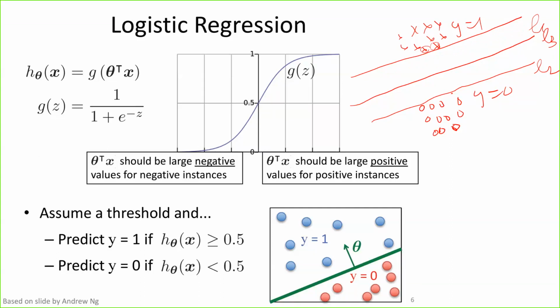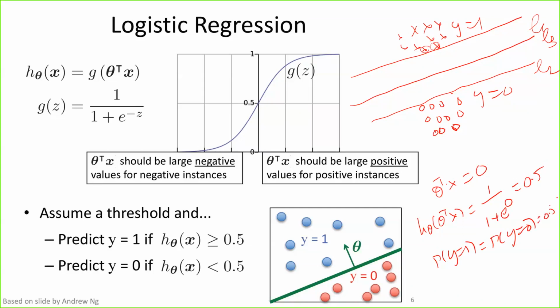Do you remember this? When theta transpose x equals 0, what was the hypothesis? H theta of theta transpose x is 1 by 1 plus e to the power 0. This is 0.5. It means the probability of y equivalent to 1 and the probability of y equivalent to 0 are both 0.5. If it is somewhere here, it may be 0.55 or something like that.